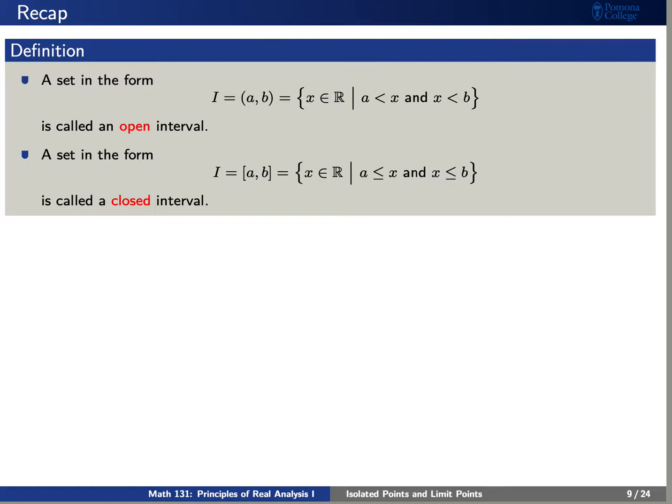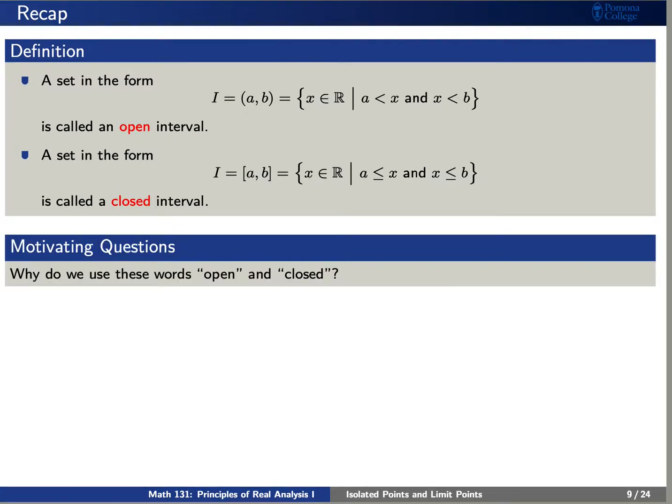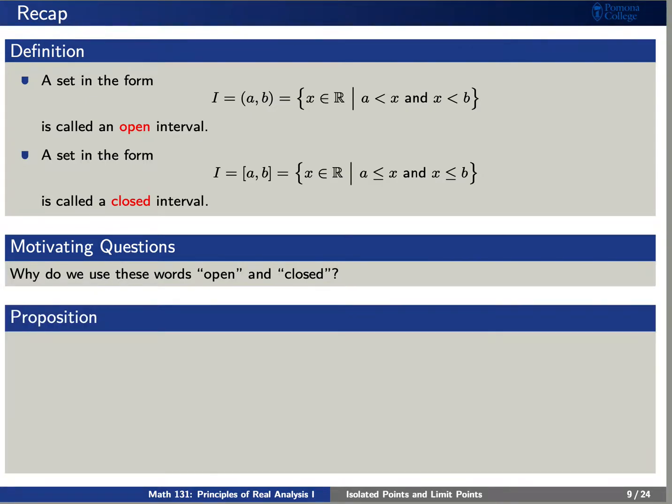Similarly, a set in the form square bracket a comma b, which is the set of real numbers x such that x is greater than or equal to a and x is less than or equal to b, is called a closed interval. Remember our motivating questions. Why do we use these words open and closed? Well, the following proposition allows us to think of an open interval in a slightly different way.